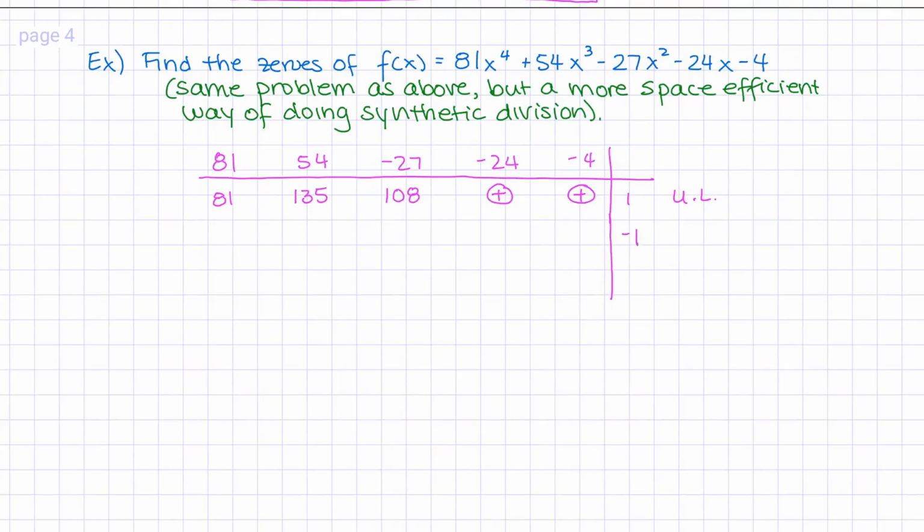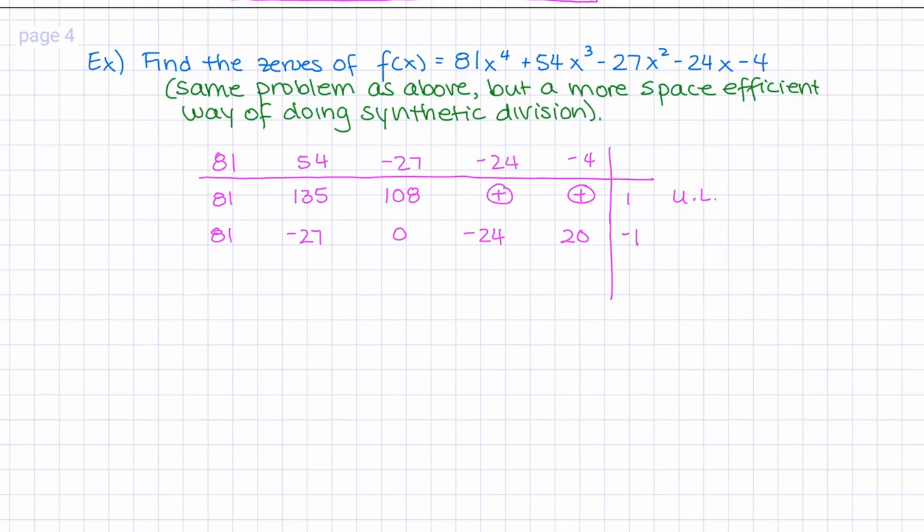Rather than rewriting the whole thing again, I just leave it there, but now I'm going to do a negative 1. Now this is where mentally you're going to have to ignore this row. Don't cross it out though, it still can tell you stuff, just leave it there, just ignore it. Focus on the top row, right above the line. So I'm going to bring down the 81 again. 81 times negative 1 is negative 81. You add to the 54, you get negative 27. Multiply by negative 1 and add, and you're going to get 0. Multiply by negative 1 and add, you're going to get negative 24. Multiply and add, and you're going to get positive 20.